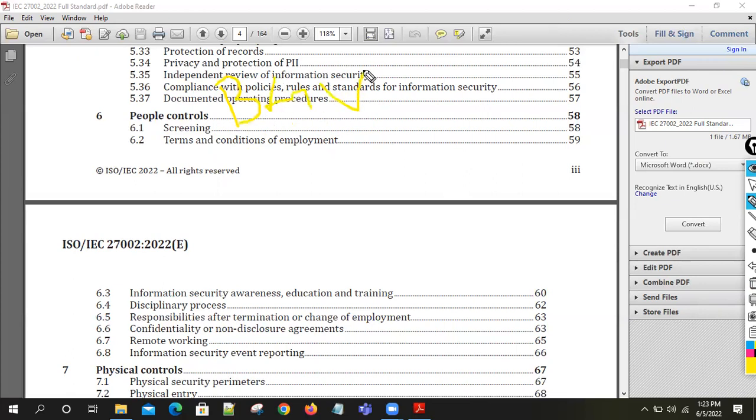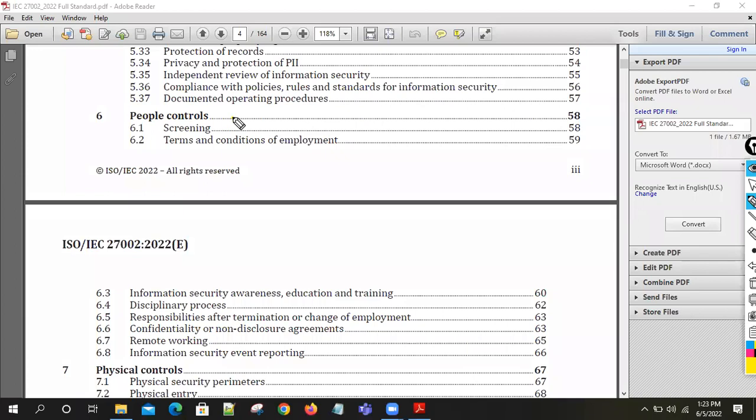But now you need to understand how we are going to implement the controls. Now, what is my question here?